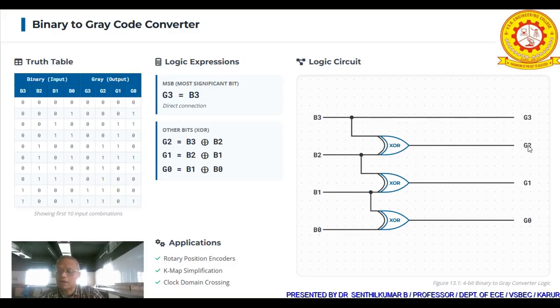Finally you can implement like this. Similarly, other things are implemented. So the applications are provided here. It can be used as a rotary position encoder. It can be used for K-map simplification. It can be used for clock domain crossing. So these are all the possible applications. You can use it for a binary to gray code converter.